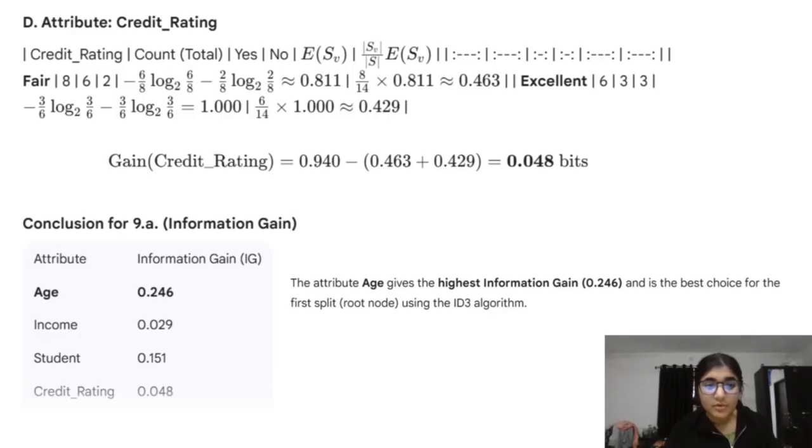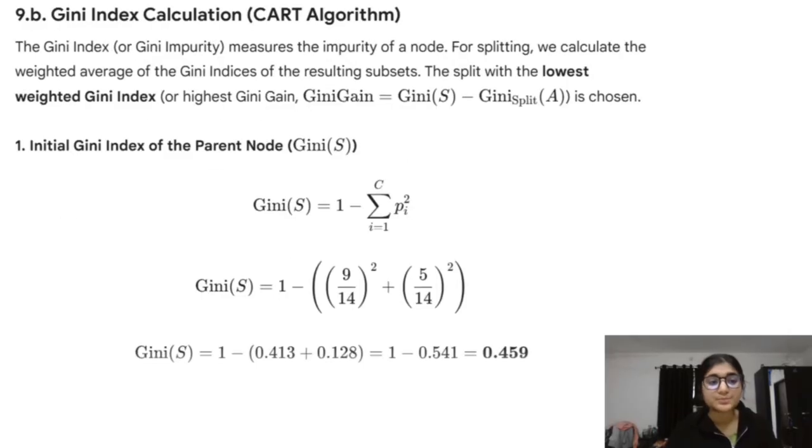Then for attribute credit rating, we get 0.048. The conclusion for part A, the information gain: attribute age has an information gain of 0.246, income has 0.029, student has 0.151, and credit rating has 0.048. The attribute age gives the highest information gain at 0.246 and is the best choice for the first split, the root node, using the ID3 algorithm.